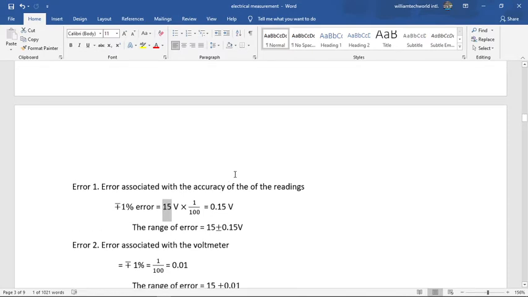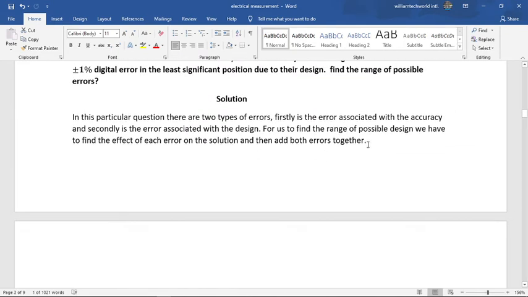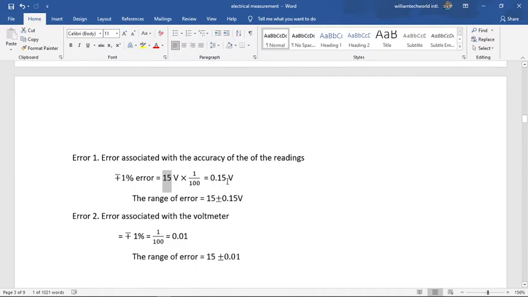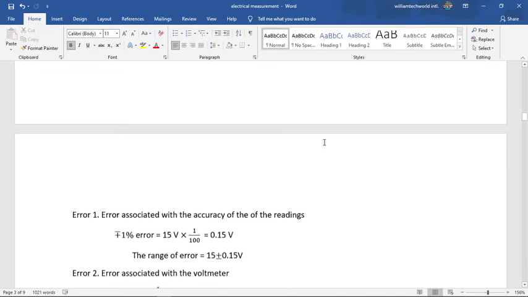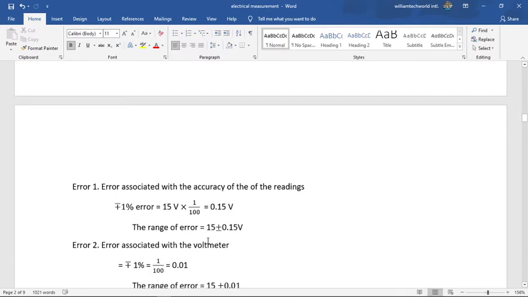Now 0.15 volt. Let me point out something here. This is to get the error associated with the accuracy. We can as well say the error is 15 plus or minus 1%. But later on, when we solve more problems in this particular lecture note, you will see why we have to convert the 1% to a particular number, because for us to be able to add two errors together, we need to first convert them. We convert the 1% to an actual number, and then we add the errors together. So in this now, we got 0.15. So the error there will be 0.15 volt. So the range of error associated with the accuracy will be 15 plus or minus 0.15 volt.